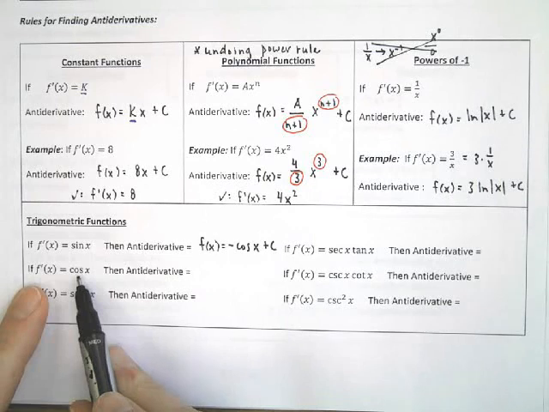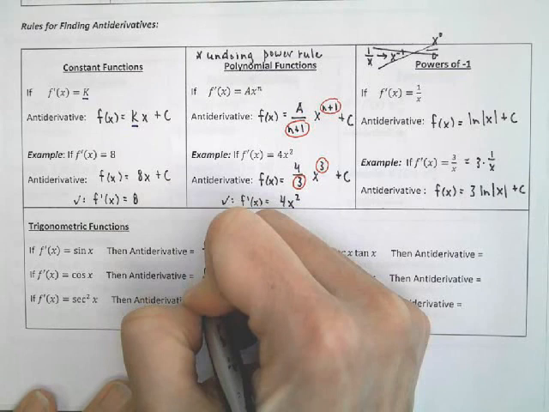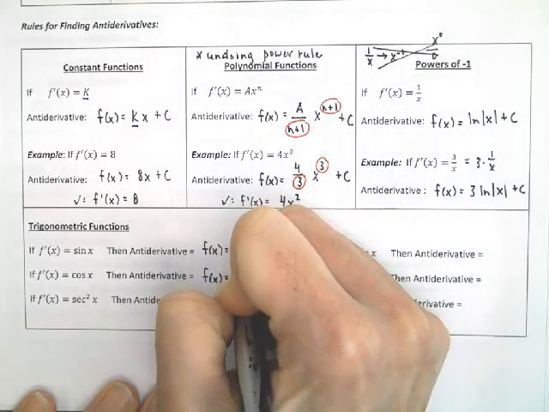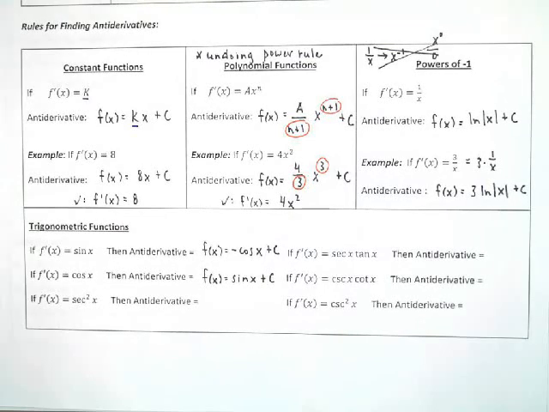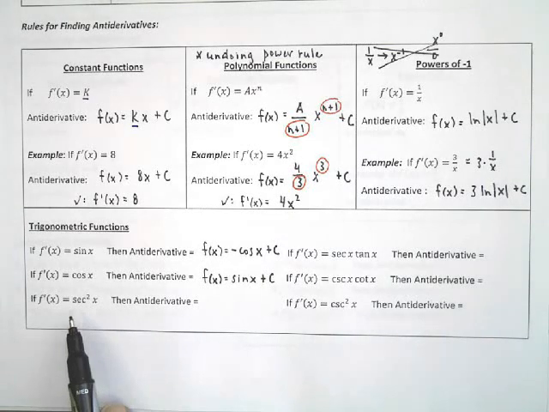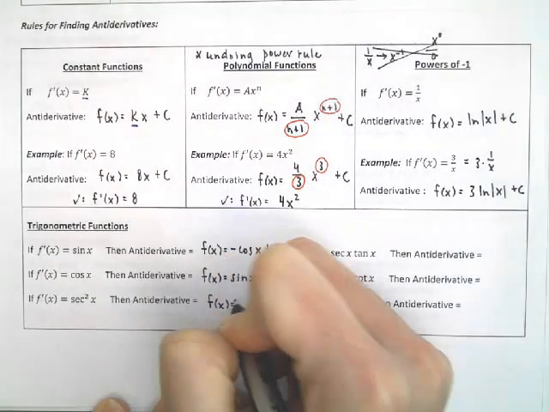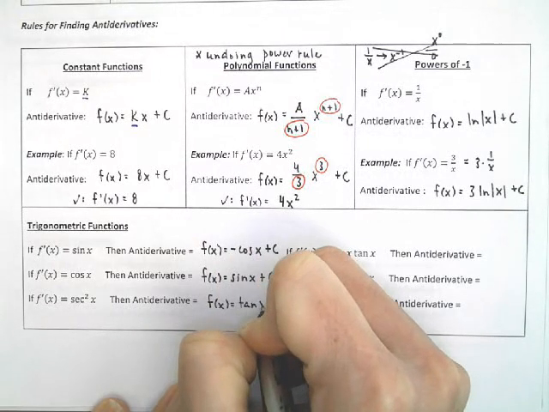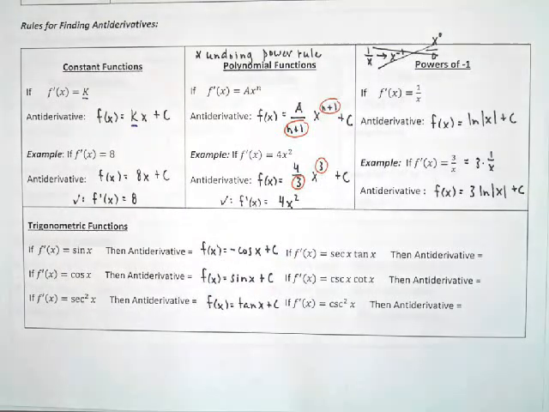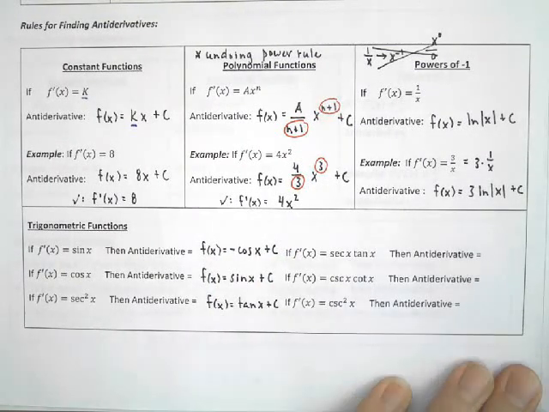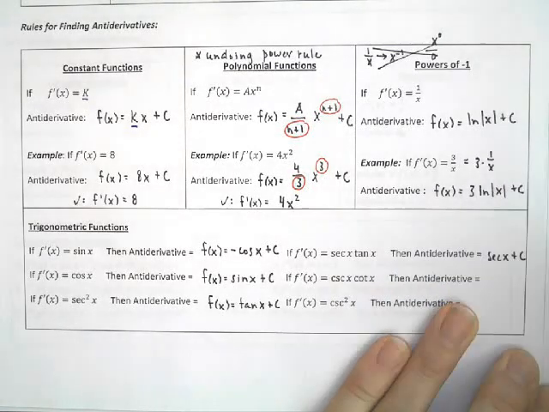Okay, again, if my derivative is cosine x, I'm asking which function has a derivative of cosine, and I know that function is sine of x. Plus c, we're always putting that plus c. Okay, secant squared x, I know tangent x has a derivative of secant squared x, so my antiderivative is f of x equals tangent of x plus c. Okay, here, secant x tangent x, that has to be secant of x plus c.